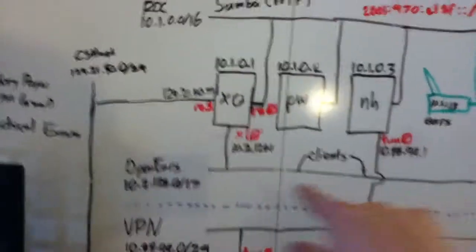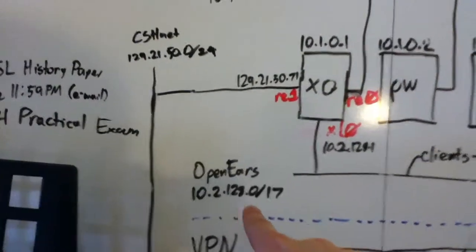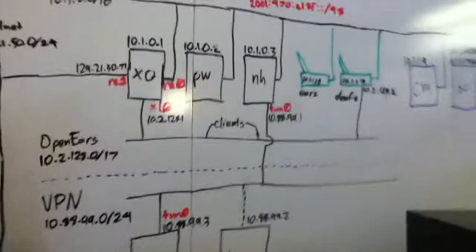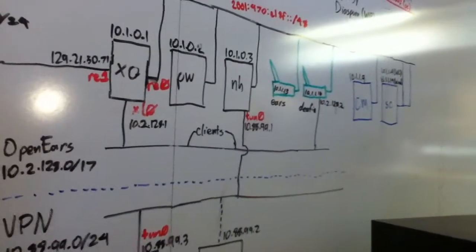And this is the OpenEars network. It is 10.2.128.0/17, and that is the address range that clients connecting to the network will get.